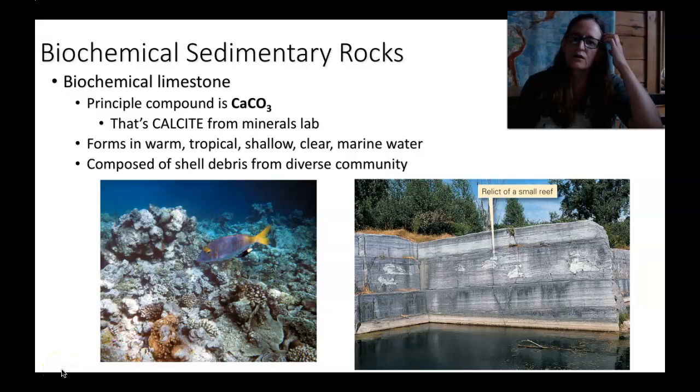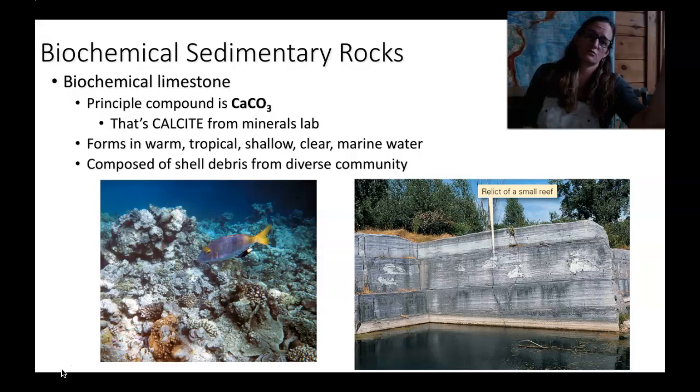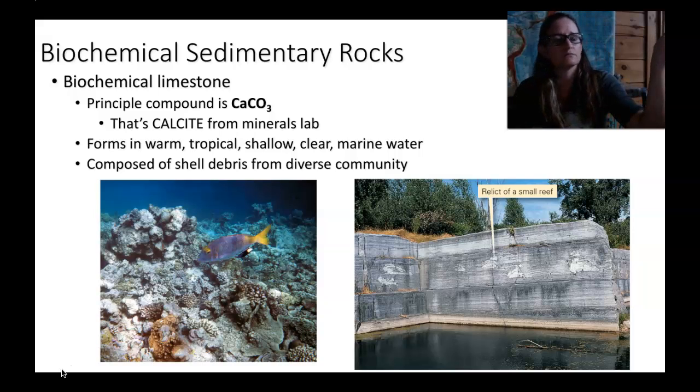Okay, we'll go to the biochemical sedimentary rocks now. These are mostly limestones, and they're made out of the mineral calcite, which is CaCO3. They typically form in warm, tropical, shallow, clear marine waters, clean, warm water near the tropics, and are composed of shell debris from diverse communities. So coral reefs are some of our most ecologically diverse habitats on the planet.